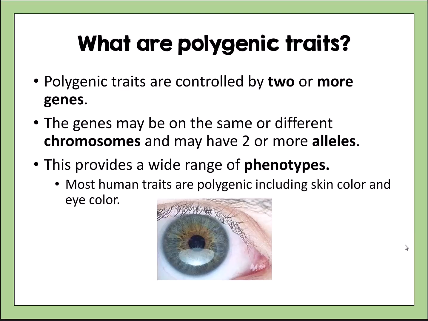And most human traits are polygenic, including skin color and eye color. So skin color is produced by melanin, a pigment in your skin, and there are many genes that code for the amount of melanin that is produced in the skin. And so that gives a wide range of different phenotypes of skin colors.